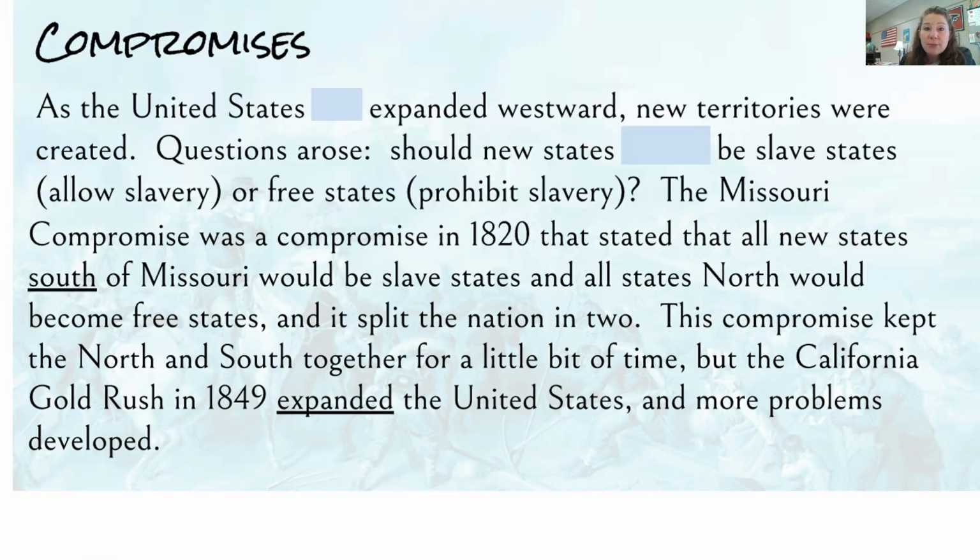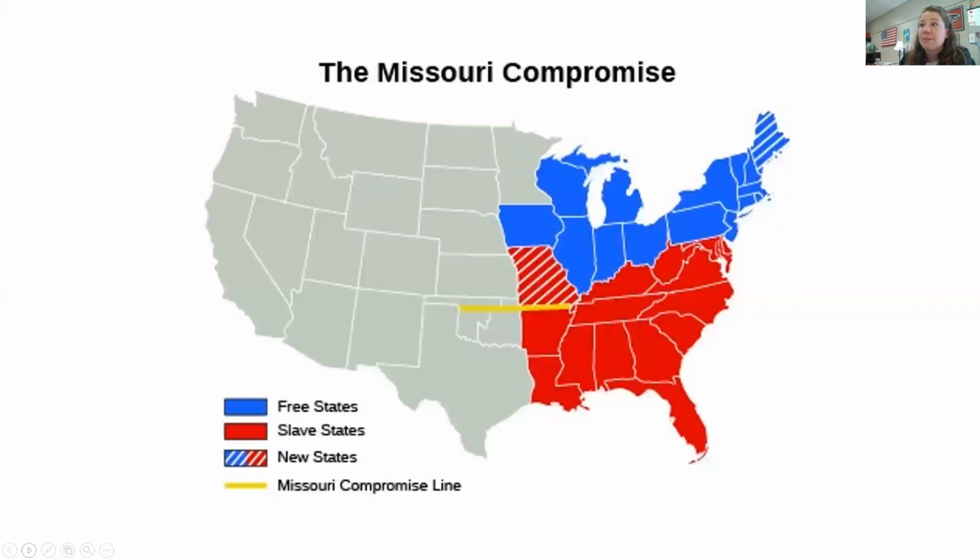So this Missouri Compromise happened in 1820. Well, like it said, about 30 years later, gold was discovered in California, and people started moving out west even more rapidly. And eventually California had enough population to become a state. So this is what the Missouri Compromise looked like. This is in 1820. So this was the line. It said any state added south of this line will be a slave state. Any added above this line will become a free state.